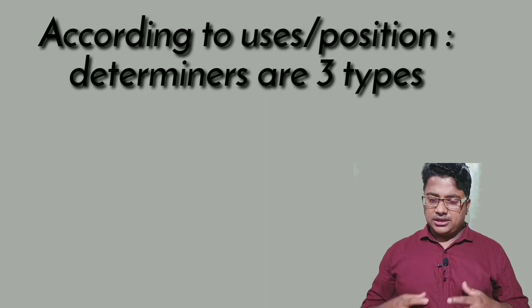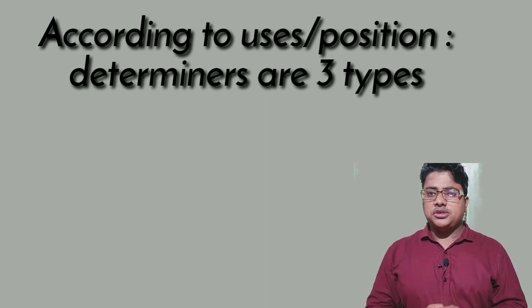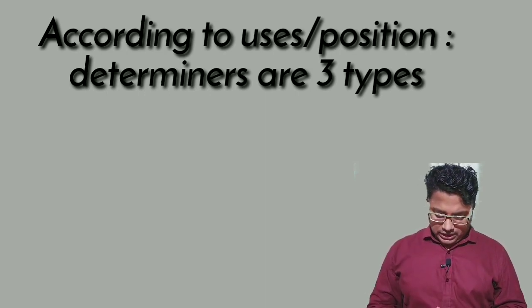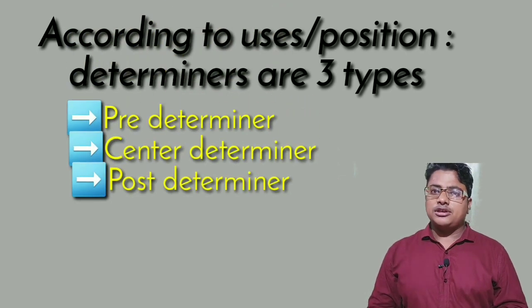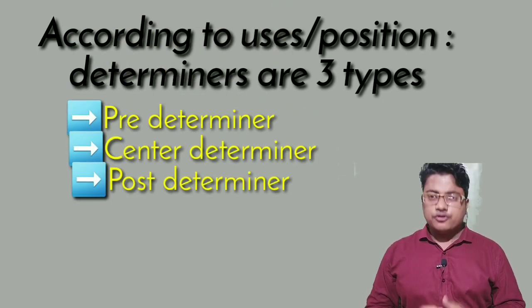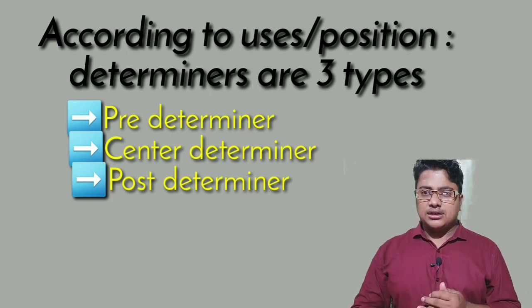Okay, these four types are known as determiner, but according to its uses, determiners are three types. One is free determiner, another is center determiner, finally forced determiner. When we use two or three determiners at a time in a sentence, we face some confusion. Which rule will be followed? Of course, there follow free, center and forced determiner. Okay.